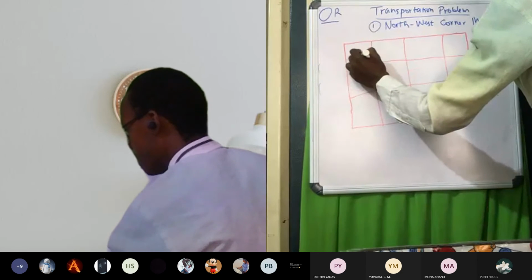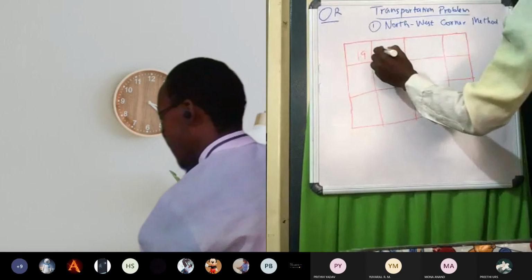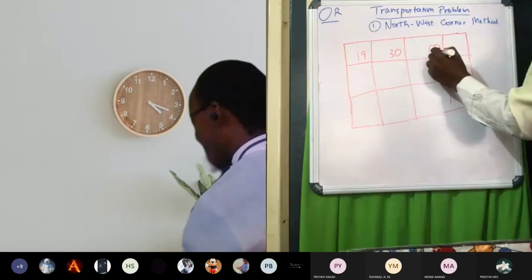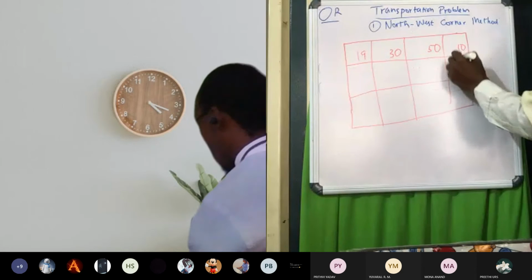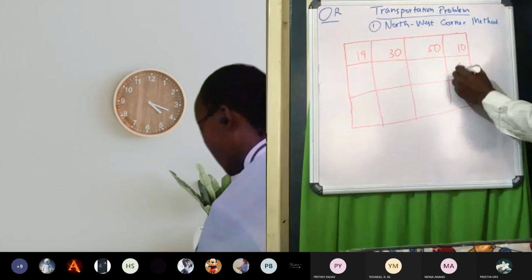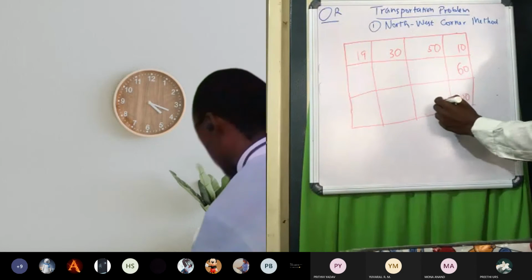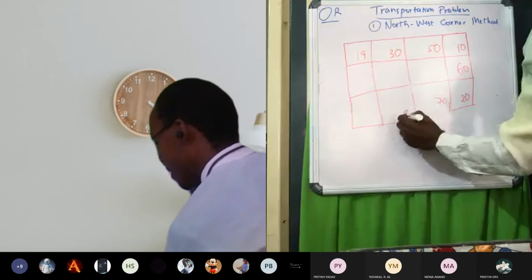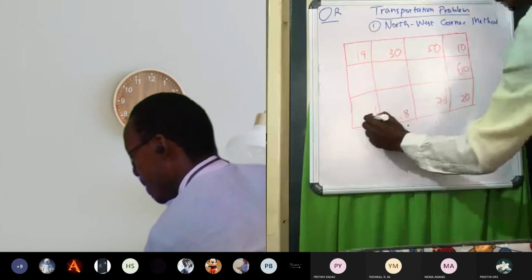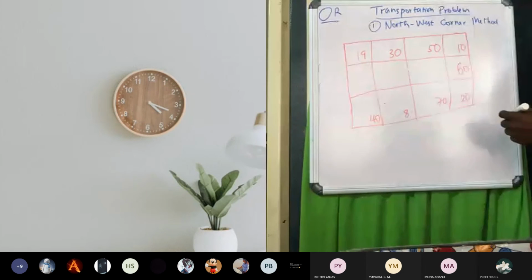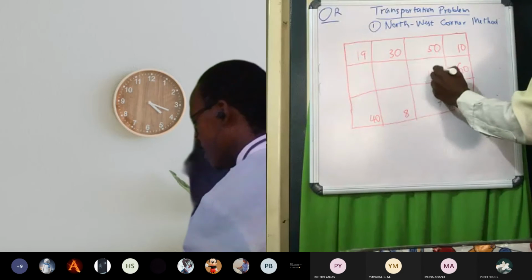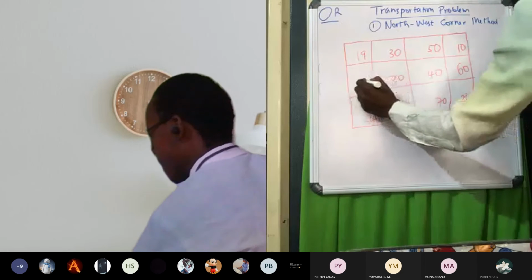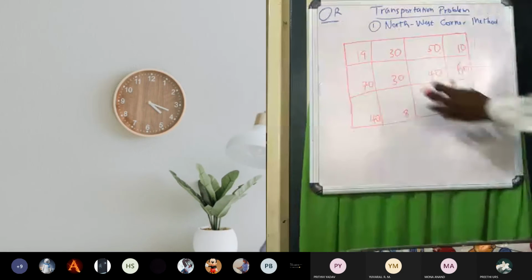Let this be 19. Let this be 30. Let this be 50. Let this be 10. Clear? And let this be 60. Let this be 20. And this is going to be 70. And this is going to be 8, and this is going to be 40. These are the costs. This is going to be 30, and this is going to be 70. These are the costs.